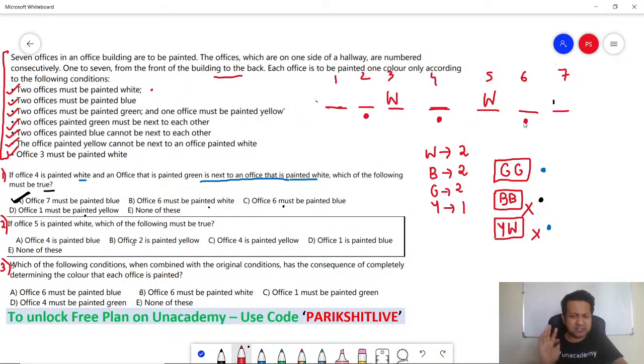So there are two possibilities. Yellow is either at number 1 or at number 7. Will you agree? Next, the two greens got to be together. So in scenario 1, the two greens, two empty spaces, can only be at number 6 and number 7, since you have a white out. So 6 and 7.